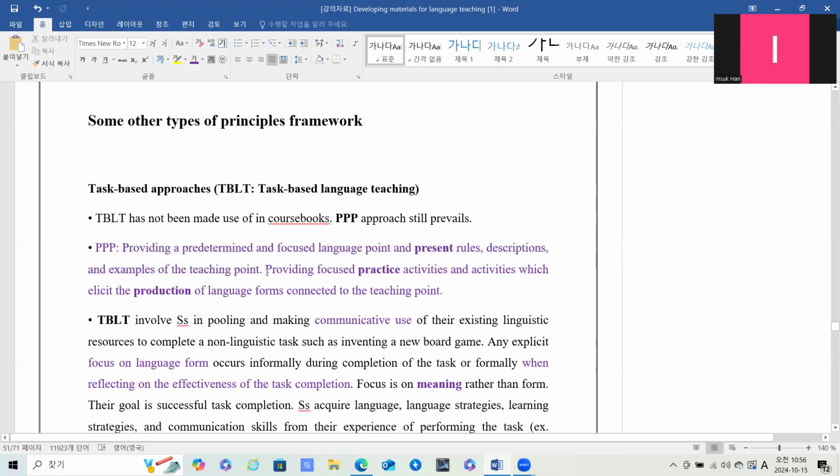Secondly, providing focused practice activities. This means having students drill or practice some given expressions or words at the beginning. In this second stage, students can participate in short or very structured activities like speaking or simple dialogue practice. And finally, the activities of production are about production of language forms connected to the teaching point.